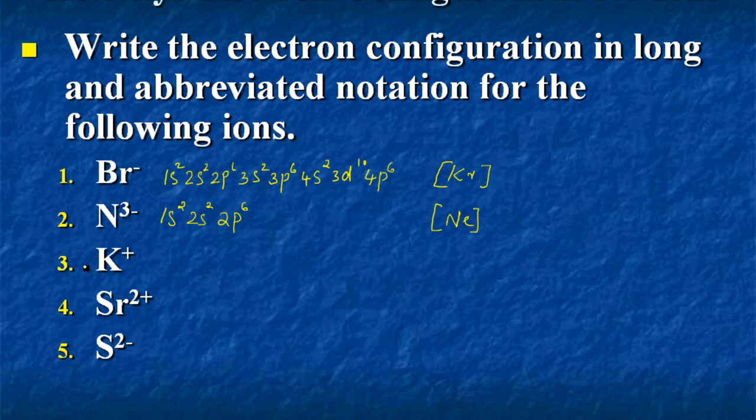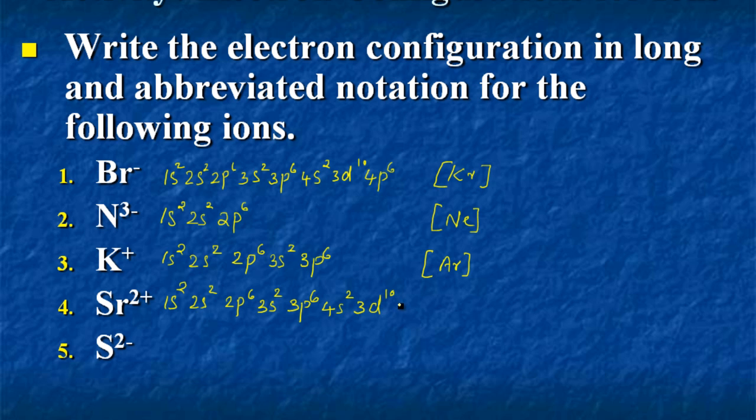Okay, K plus. How many electrons in neutral K? 19. K plus means 1 less electron, 18. So we write 1s2, 2s2, 2p6, 3s2, 3p6, which is the same as Ar. Sr2 plus, strontium, after rubidium, which is number 38. So 38 is the neutral Sr, 2 plus means how many? 36. So 1s2, 2s2, 2p6, 3s2, 3p6, 4s2, 3d10, 4p6. Do I have to go any further?